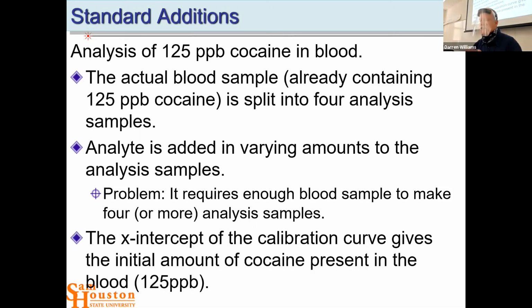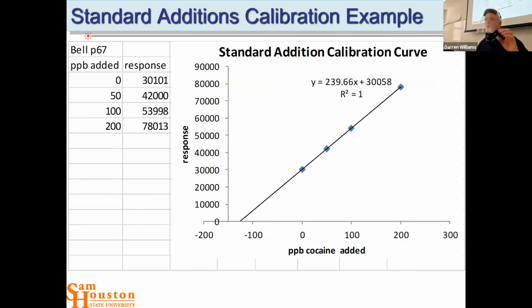Okay, and so then this is the interesting part of standard additions. This time we solve for the x-intercept, and the x-intercept gives us the initial amount of cocaine that's present in the blood. And so we'll see that in the analysis chart. So here's our 4 blood samples up in the top table. We've added additional parts per billion of cocaine to these bloods of 0, 50, 100, and 200.